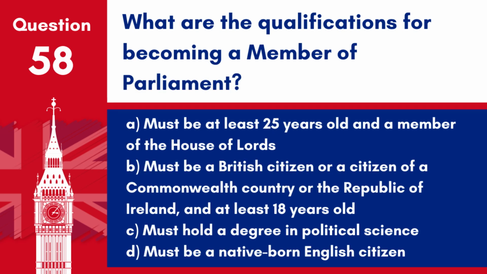Question 58. What are the qualifications for becoming a Member of Parliament? A. Must be at least 25 years old and a member of the House of Lords. B. Must be a British citizen or a citizen of a Commonwealth country or the Republic of Ireland, and at least 18 years old. C. Must hold a degree in political science. D. Must be a native-born English citizen.